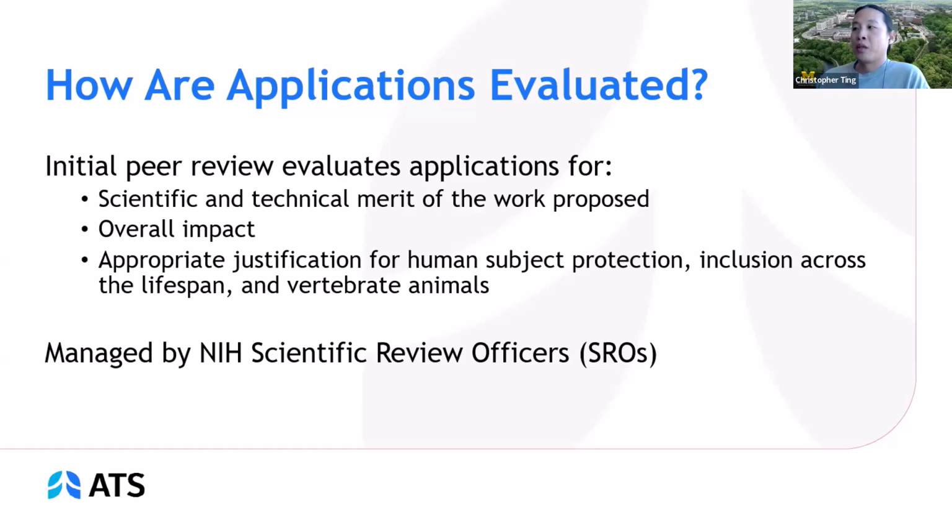Each scientific review group is composed of a chair that serves as a moderator for the discussion of applications, peer reviewers, and other NIH staff. An initial peer review evaluates applications for scientific and technical merit of the work proposed, its overall impact, and appropriate justification for human subjects and vertebrate animal studies.